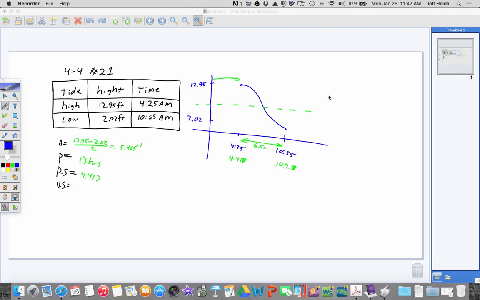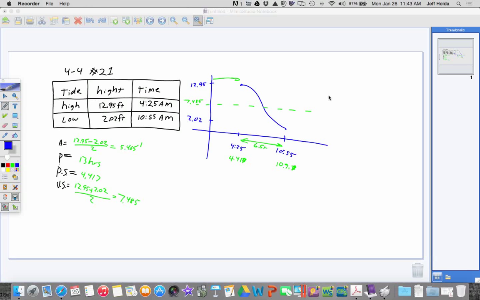Now the vertical shift, that's where you get the high tide plus the low tide divided by 2, because that's your midline. 12.95 minus 2.02 divided by 2, I'm sorry, that's plus. And what is your vertical shift? 7.485. Okay, so this is 7.485.